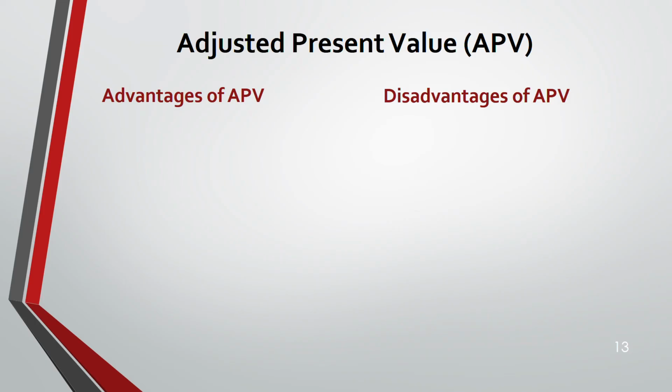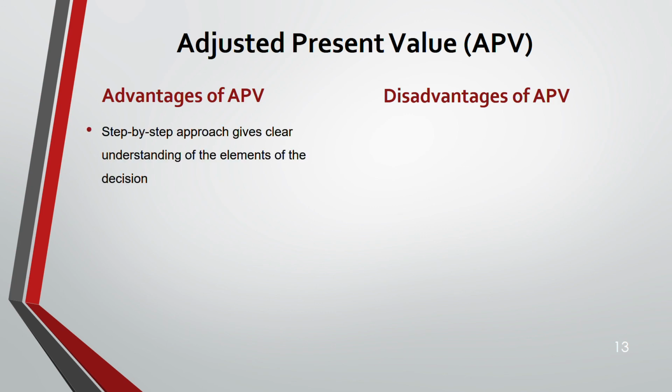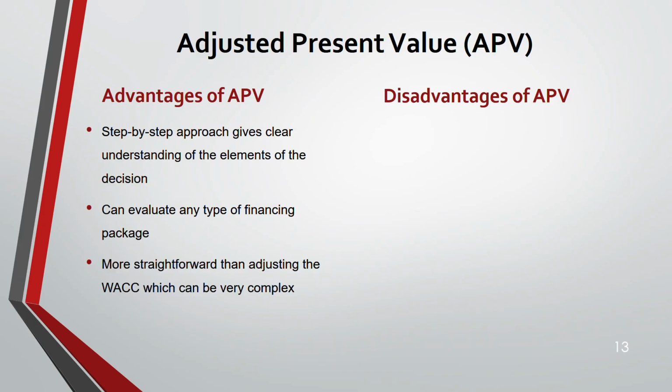So what are the advantages of this method? It's a step-by-step approach, as you can see. Step 1, step 2, step 3. Because of this, it makes it very clear on which element you want to base your decision. Second, you can evaluate the financing package. There are so many types of financing: equity finance, debt finance, subsidized loan, debt capacity. Third, it is very straightforward compared to adjusting WACC. If you keep on adjusting WACC, as we have seen earlier, it is very complex, but using adjusted present value to evaluate your investment is easier.